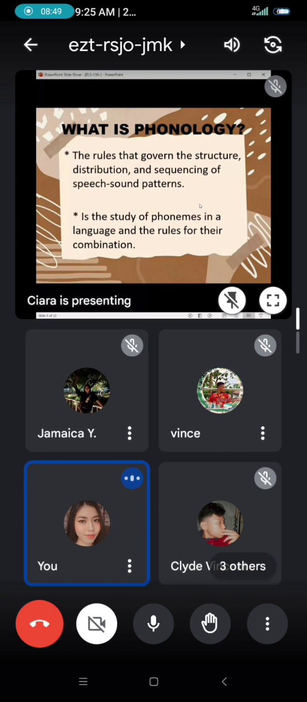So what is phonology? The rules that govern the structure, distribution, and sequencing of speech sound patterns.